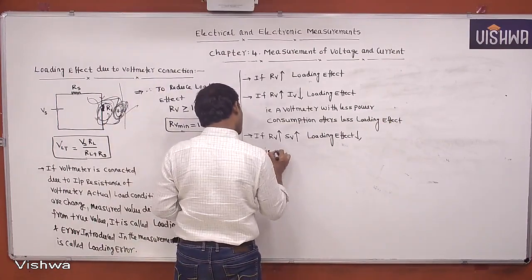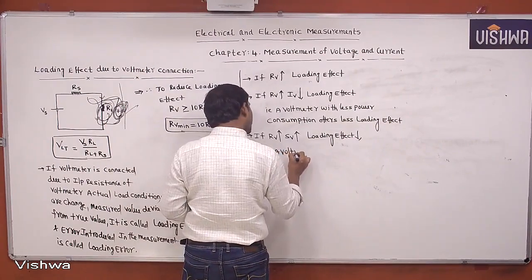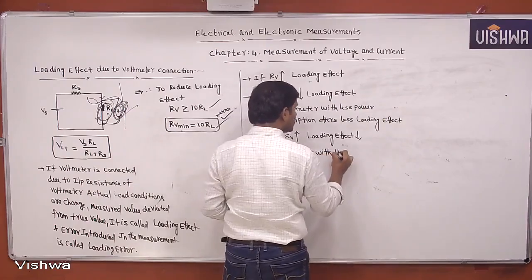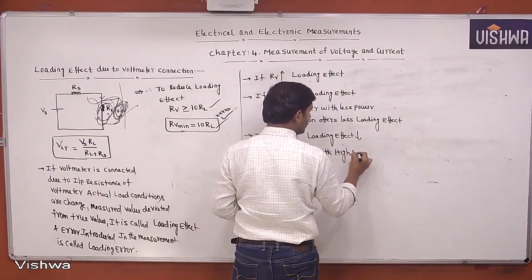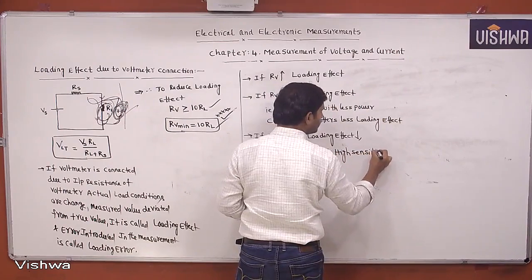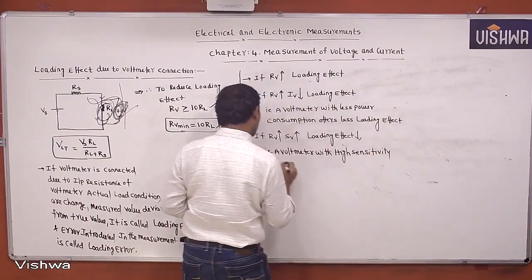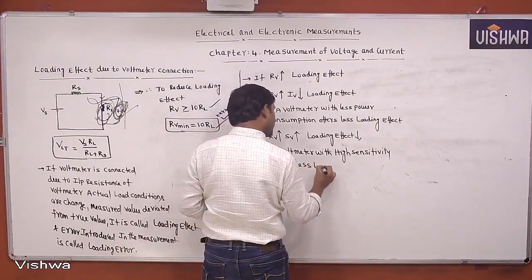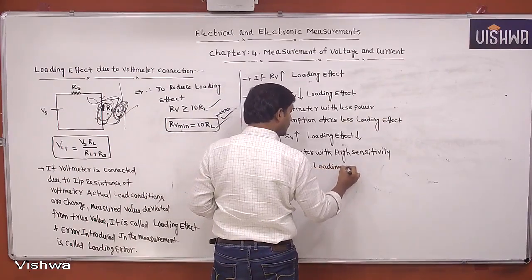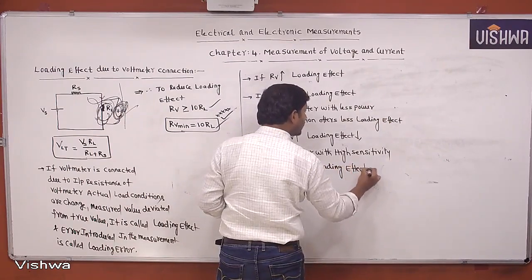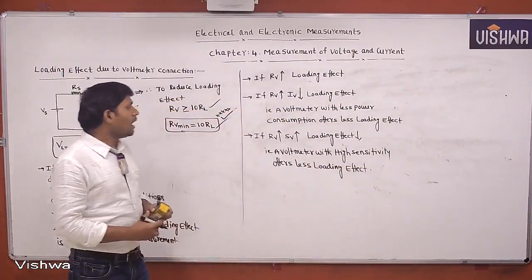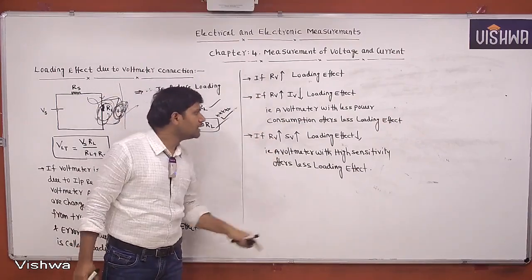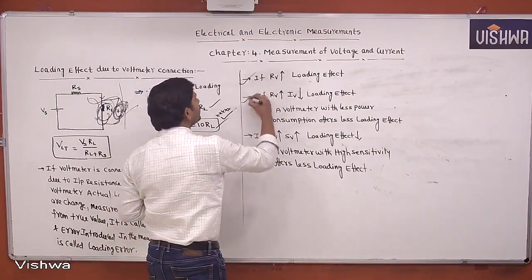A voltmeter with high sensitivity offers less loading effect. A voltmeter with a high input resistance, high sensitivity offers less loading effect. Clear? Understand? Concentrate. Every point is important.